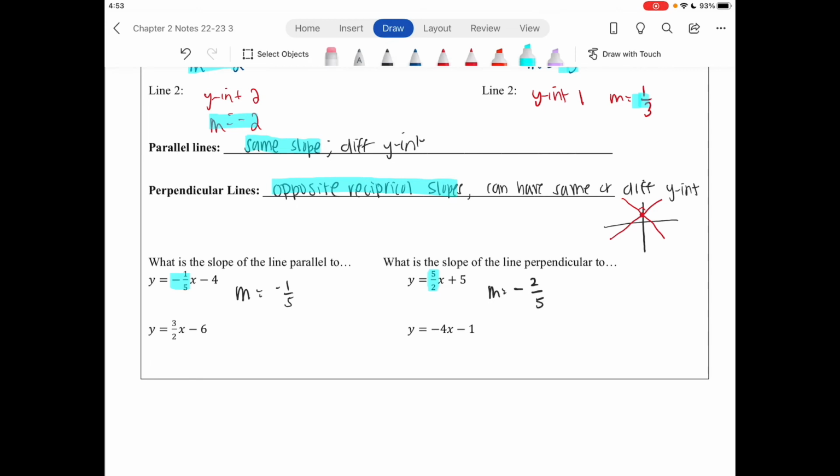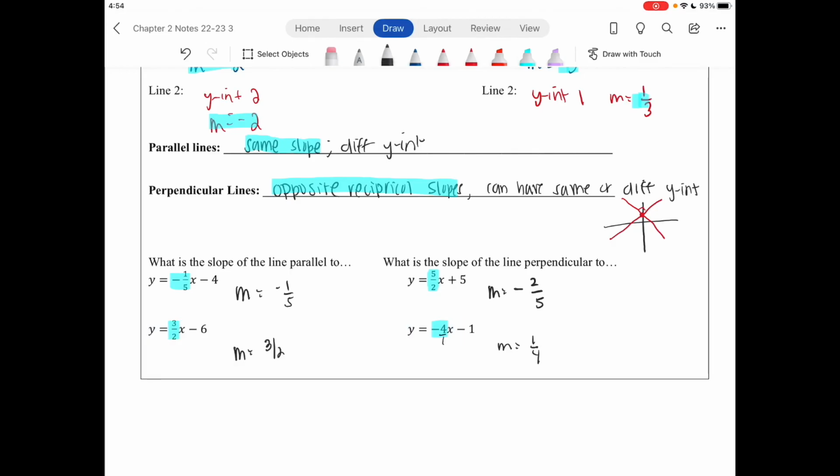Go ahead and find the parallel slope of this equation and the perpendicular slope to this equation. For our parallel line, the slope would be 3/2. For the perpendicular line, it's going to be 1/4. Remember, change the sign, so negative to positive. Then this is really 4/1, so we flip that fraction around to get 1/4.